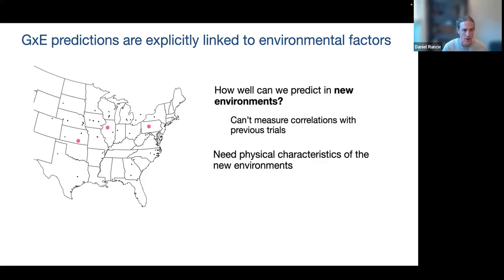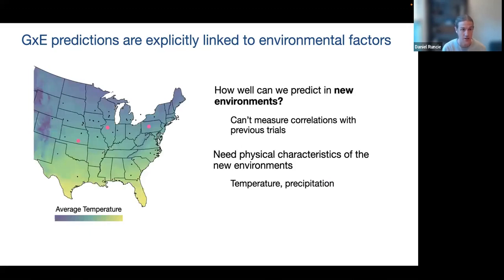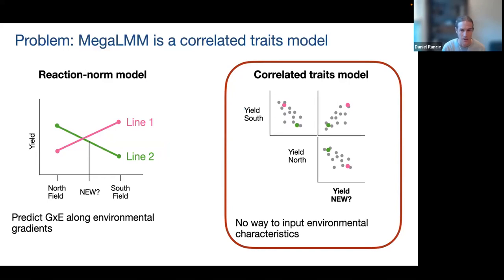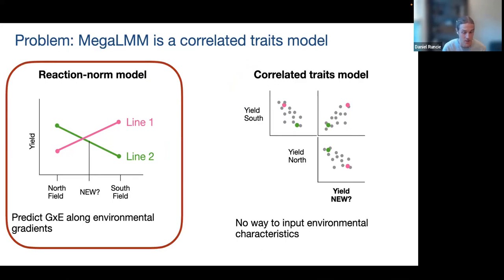Instead, we need to somehow build into MegaLMM a way to use physical characteristics or weather characteristics, something like temperature or precipitation of these new environments, or maybe even geographic distance, to be able to predict what those correlations are. The problem, as I said, is that MegaLMM is a correlated traits model, so there's no way to input these physical characteristics of the new environments. For that, we need a reaction norm model. So our recent work, and the work that Haixiao has been working on, is to turn MegaLMM back into a real reaction norm model.